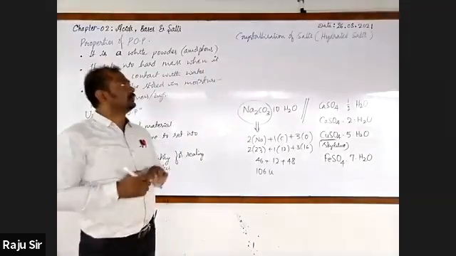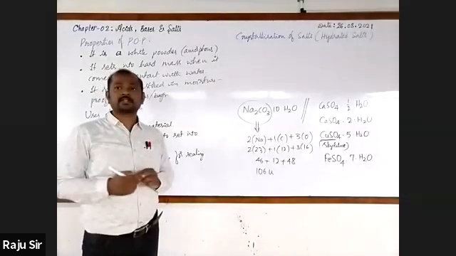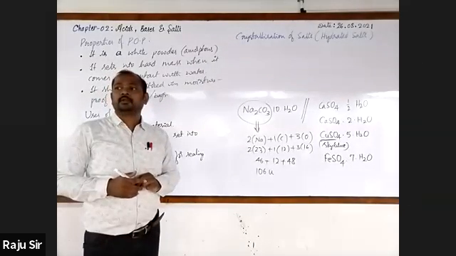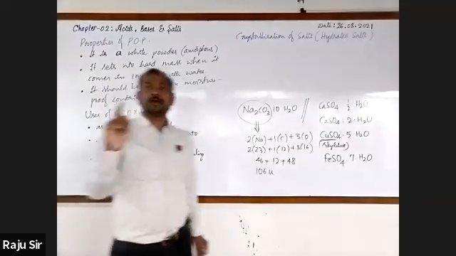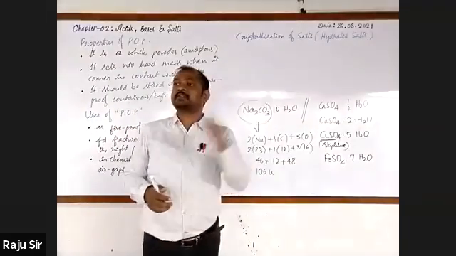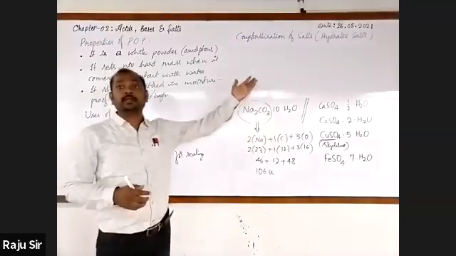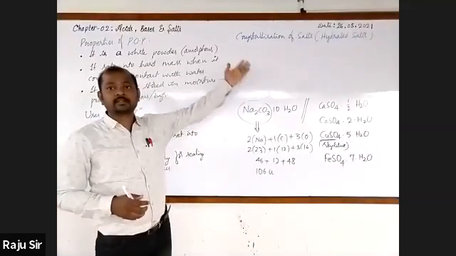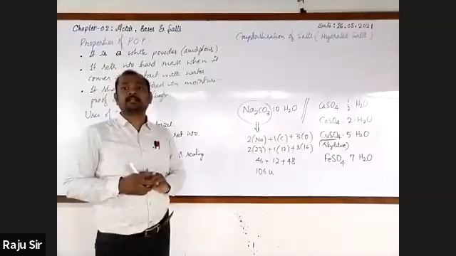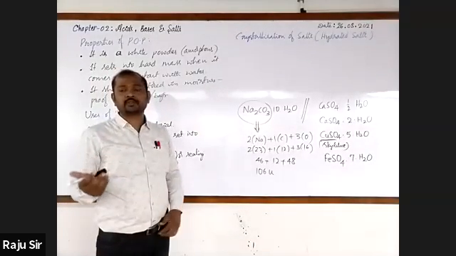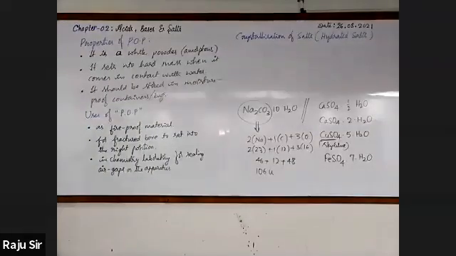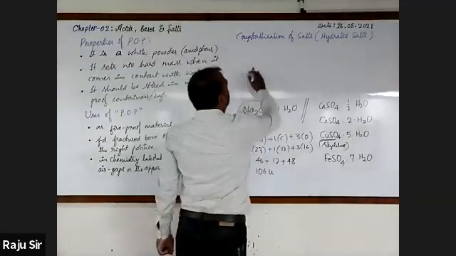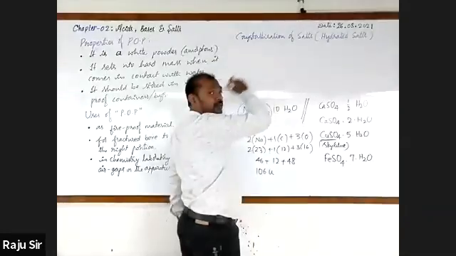Now you write about crystallization of salt. What is crystallization of salt? If a formula unit mass of a salt contains a fixed number of water molecules in it, then it is called a hydrated salt, also called crystallization of salt. A definition can also be expected. So write that down.